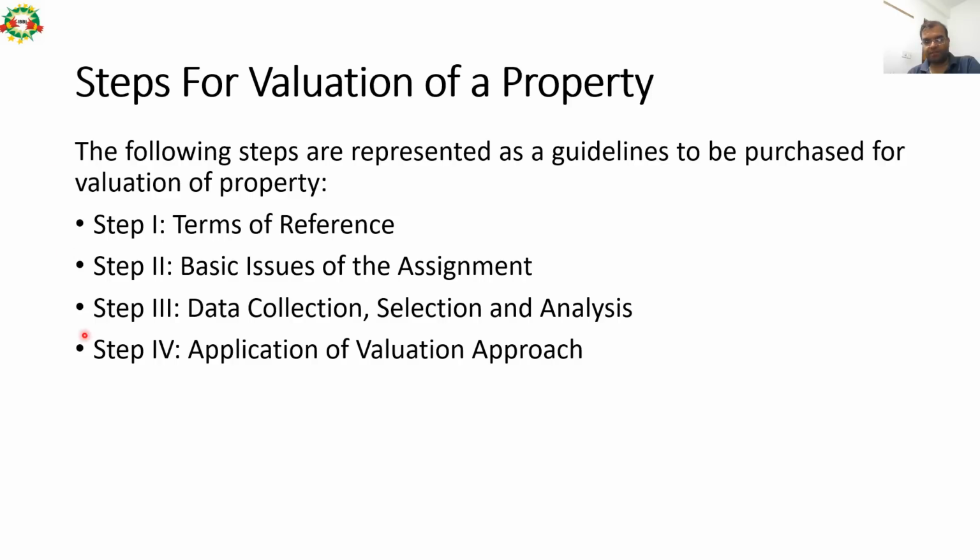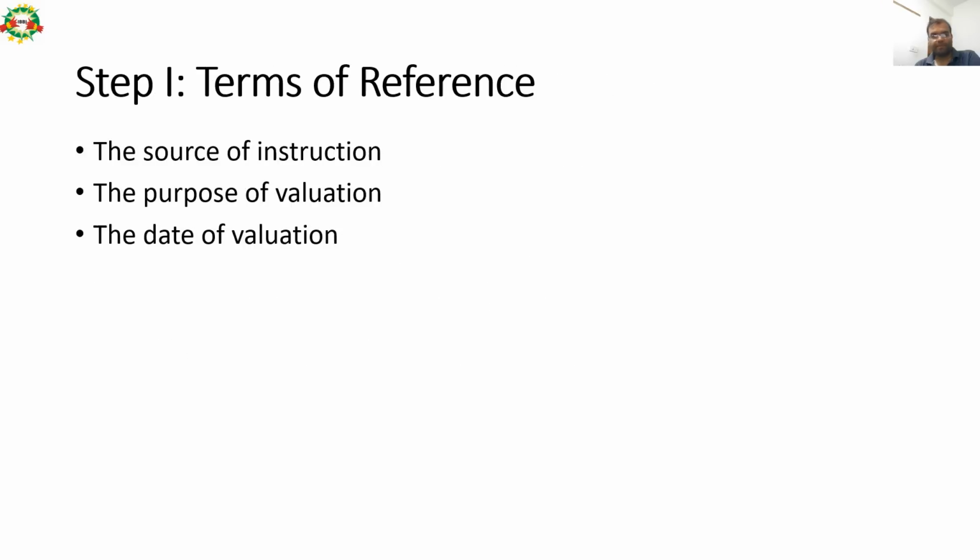So these are the steps which are to be used for doing valuation of property. These are basically 4 steps. The first step is terms of reference. The second step is basic issue of assignment. The third step is data collection, selection, analysis, and the fourth step is application of valuation approach. So this 1 mark theory question may also come out of this slide. Step 1 includes source of instruction, purpose of valuation, and date of valuation.